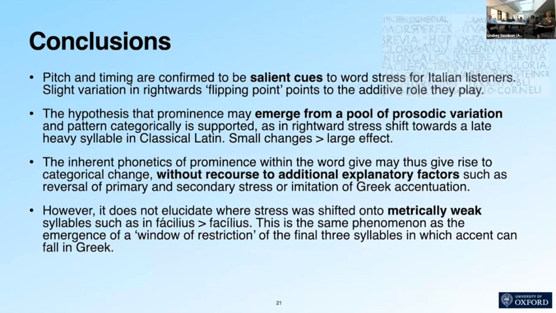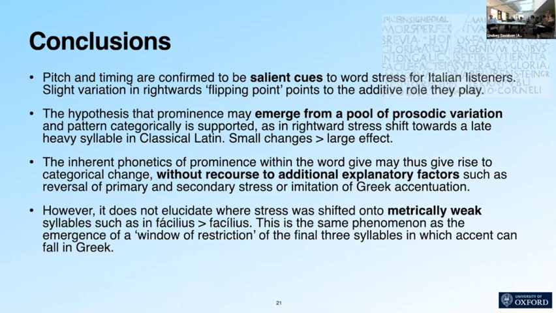So in conclusion, the pitch and the timing were seen to be salient cues towards stress, even when I unpicked the different conditions, and that slight variation we just saw does point to an additive role of the cues. More importantly, though, this hypothesis that prominence may emerge from a pool of prosodic variation and pattern categorically has been supported. So if you believe that this is a reasonable proxy for what happened in Latin and other languages that underwent this, then we've got some sort of phonetic basis for thinking about how it might have happened. And we don't need recourse to any additional explanatory factors.